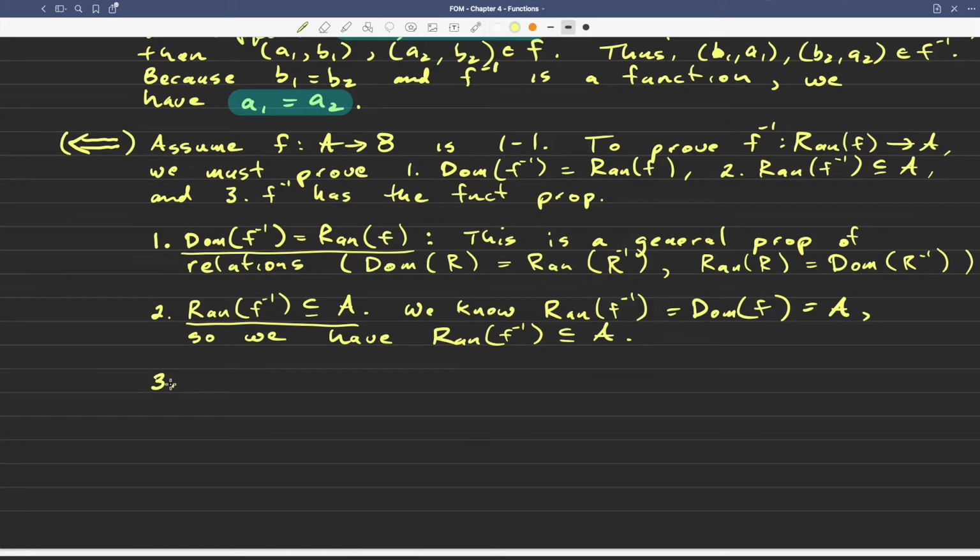Okay, the third thing is we got to show that f inverse has the function property. So to show something has the function property, you take two elements in its domain. So let b1 and b2 be elements of the domain of the inverse, which we already showed was equal to the range of f. And we need to suppose that those two elements are equal. So with b1 equal to b2, then we want to show f inverse of b1 equals f inverse of b2, essentially. We want to show that when we put those two numbers into the inverse, we get that they correspond to the same thing.